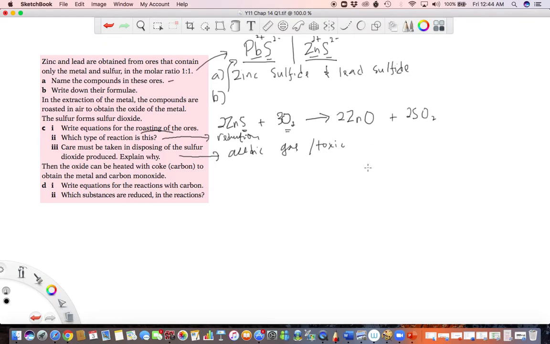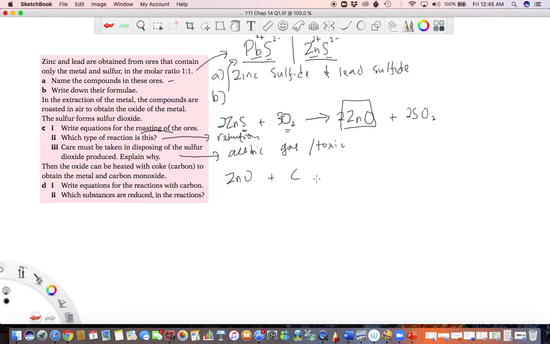The oxide can be heated with coke, carbon, to obtain the metal and carbon monoxide. Write equations for the reactions with carbon. Okay, so this is what we did just a few minutes ago. Reactions with carbon. So essentially this is what we are going to put inside the blast furnace. So zinc oxide is going to react with, if you still remember, carbon.